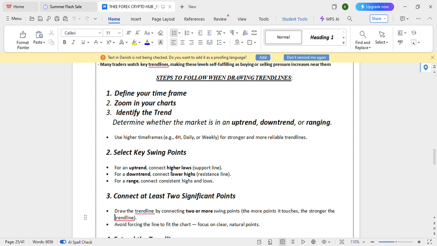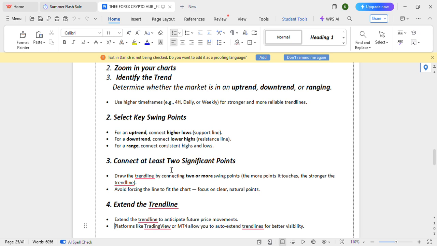Select key swing points. You select those key swing points both on the upper side and the lower side. The upper side is where we have what we call a resistance. The lower is where we have what we call a support. So you select the key swing points or key levels.